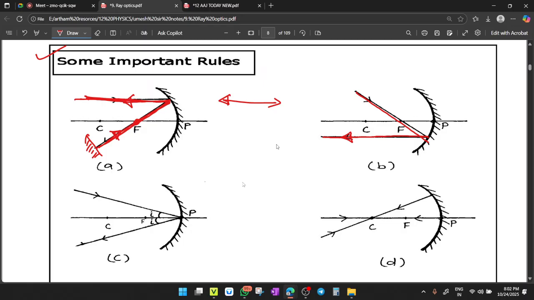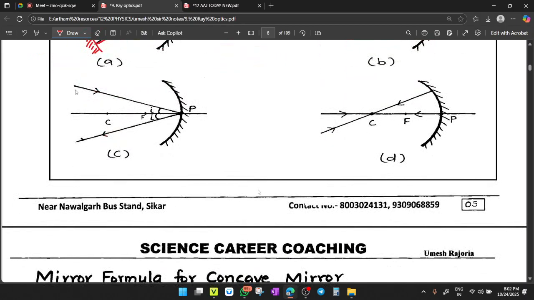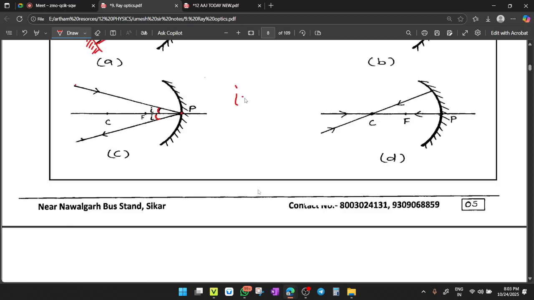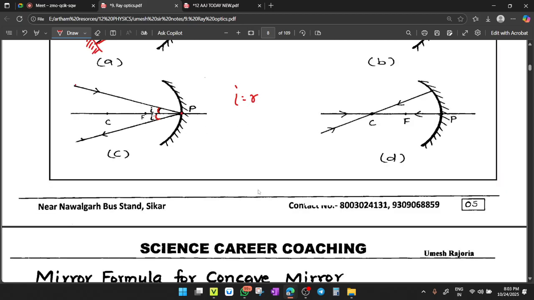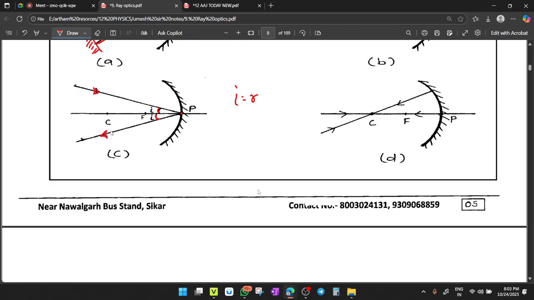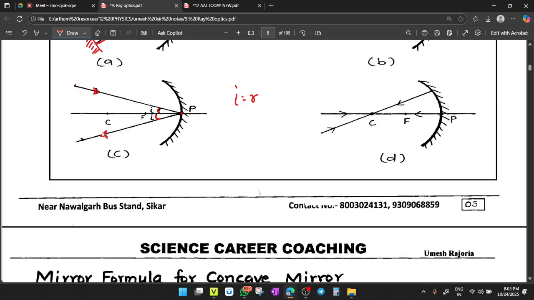Yes, two rules. Then next, if the light is incident on the pole, it has the same angle as the reflection, i equals r. So if this angle equals i, this angle is also i, because i equals r, so the same angle will form. So the light will reflect along this path, making the same angle with the principal axis. Clear or not?